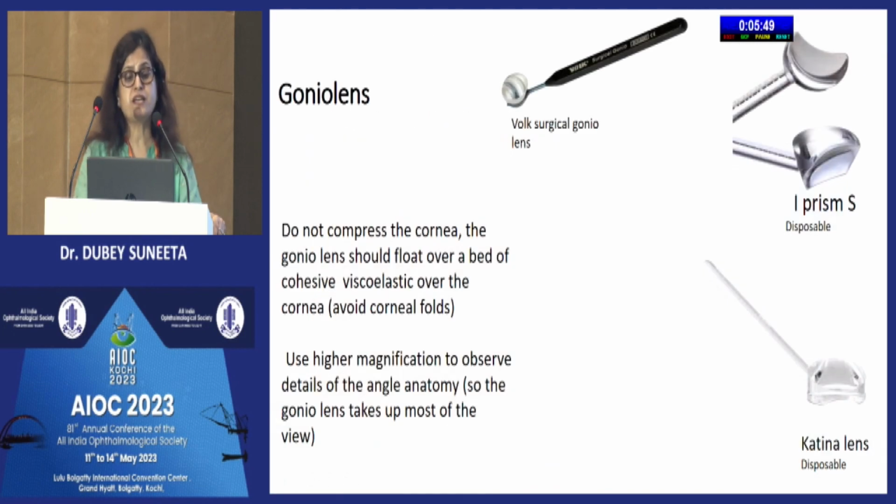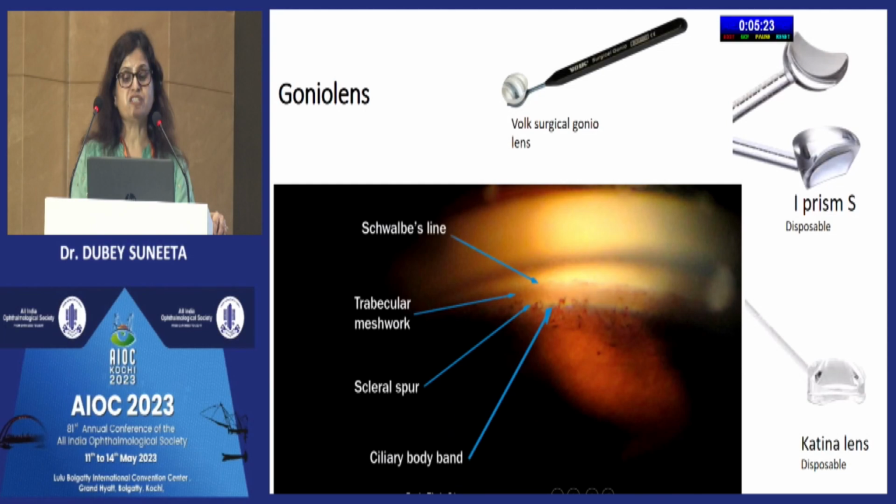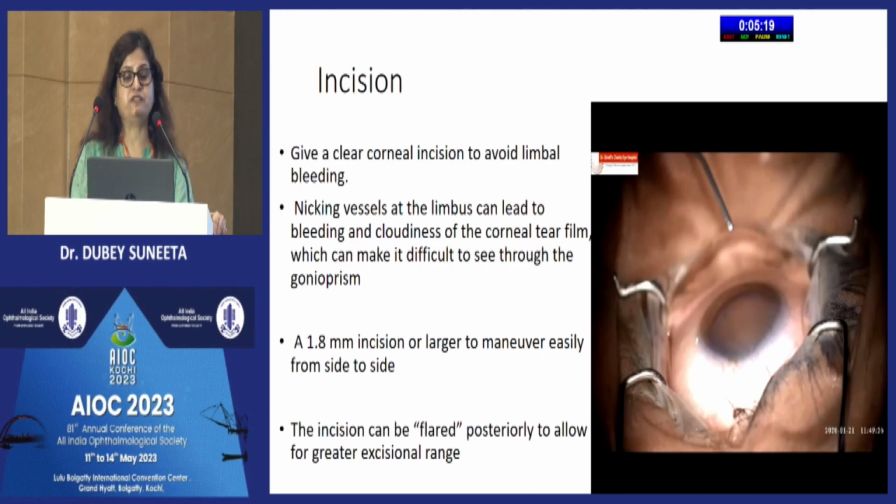You can use any of these lenses, gonio lenses, which are the Gonio Vogue surgical lenses, Eye prism, or disposable lenses. However, take care that you do not compress the cornea. The gonio lens should keep floating over the bed of cohesive viscoelastic over the cornea. This will avoid corneal folds and improve the visibility, and use high magnification to observe all the structures clearly, as I said, en face view of the angle.